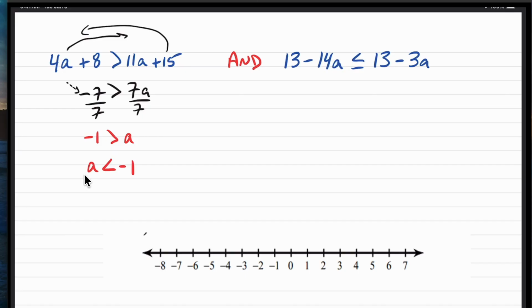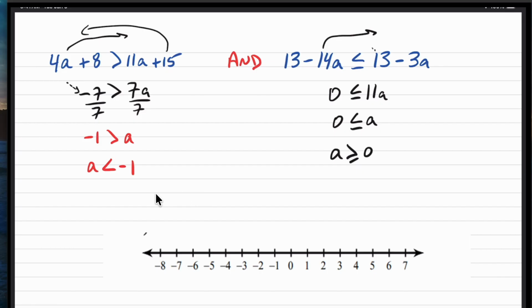Let's move to the upper right side. We're going to take this -14, throw that over the fence. 14 minus 3 is going to give us 11a. Now we're going to bring this 13 over. 13 minus 13 is 0. We're going to divide both sides by 11, and we're going to have a is greater than or equal to 0. Again, I'm going to have the a first, greater than or equal to 0. Double check that I have the point going to 0.